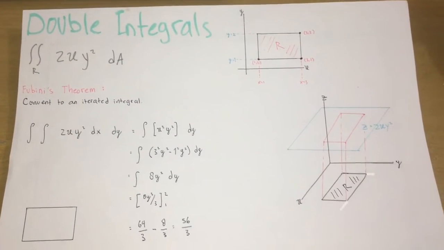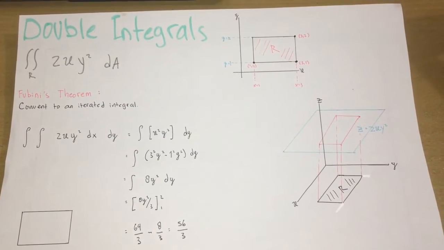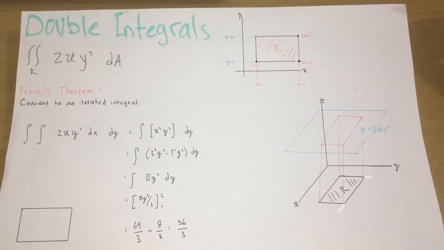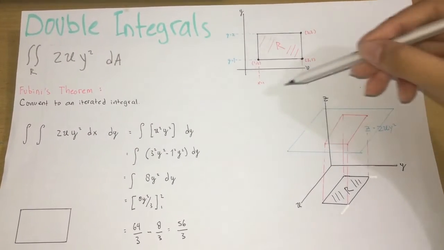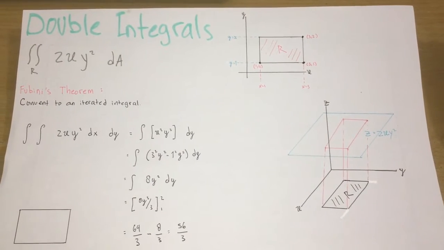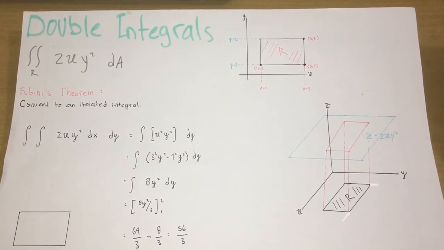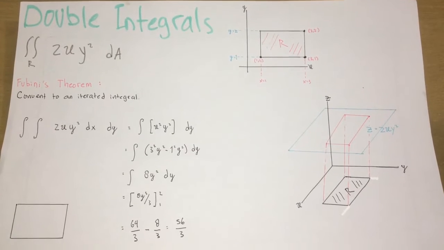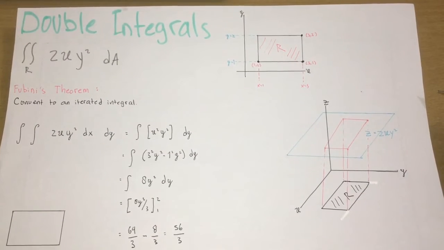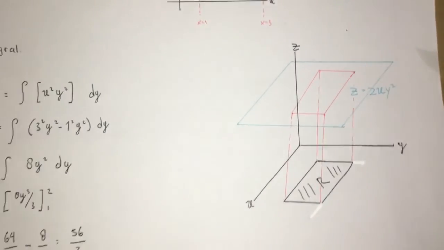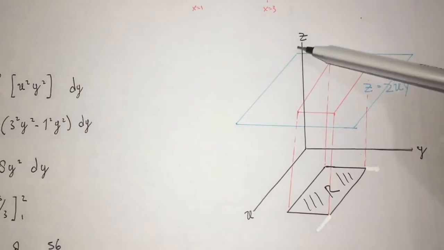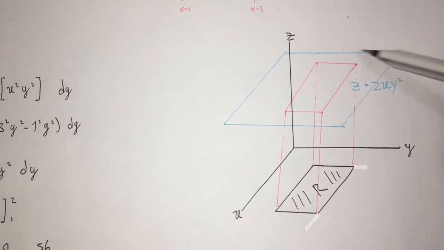So in this video we'll look at how double integrals, in this case the double integral of 2xy squared over region R, which is a rectangular region in the xy plane drawn over here, can be calculated as an iterated integral using Fubini's theorem. First, let's get a conceptual understanding of what we're really computing here. I've drawn the xyz system, and we've got the surface z equal to 2xy squared.